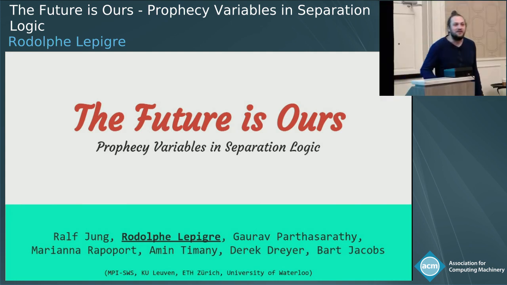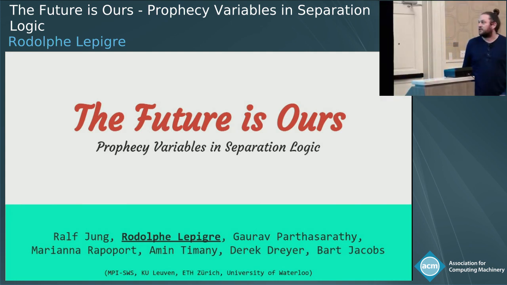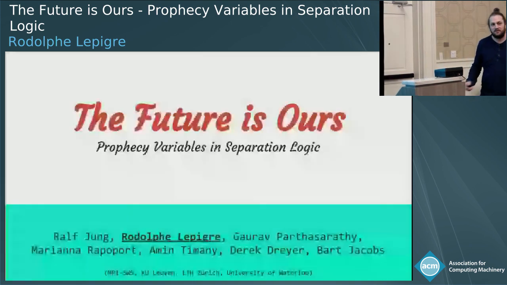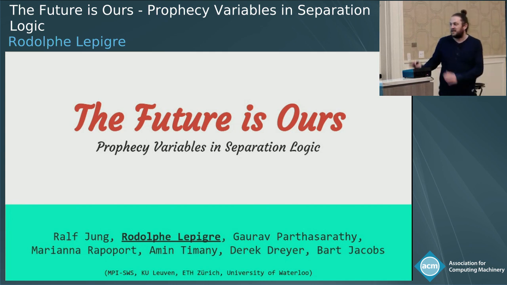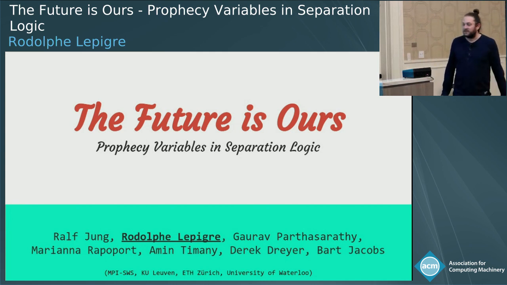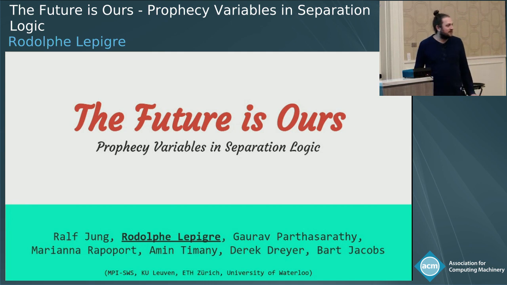Okay. So I'm Rodolphe Lepigre, and I'm going to talk about prophecy variables and how they can be integrated into modern forms of Hoare logic. And as you can see, this is joint work with many fine people. I'm guessing that most of you have never heard about prophecy variables before. So I'm going to start by giving an example to give you a feel of what they are and what they can be used for.